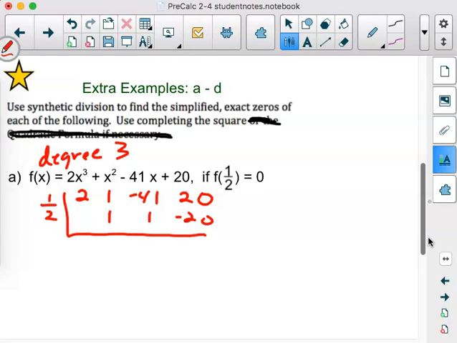Now, nobody has their camera on, so I'm just going to have to take a guess and hope that I gave you enough time to finish up that synthetic on that last line there. O and R, what did you get for those last numbers? Please unmute yourself and tell me what you had. 2, 2, negative 40, and 0. Beautiful.